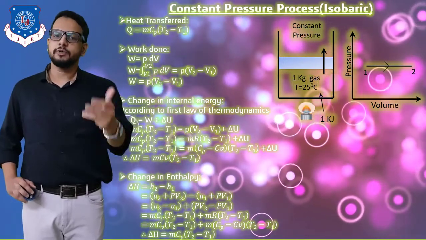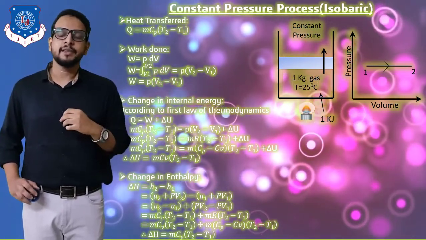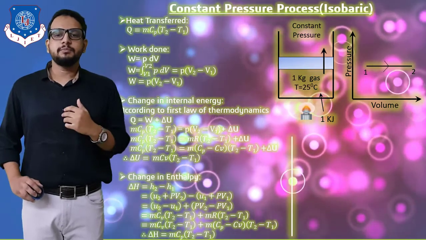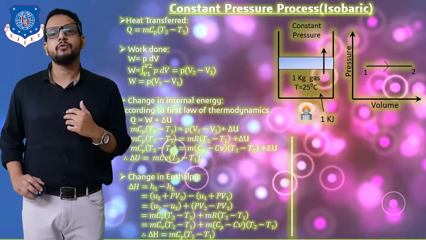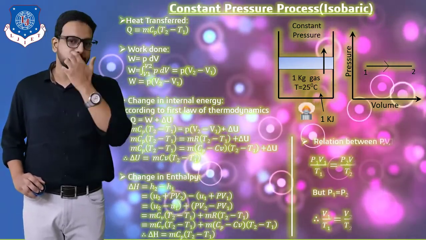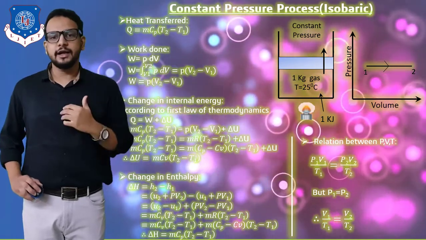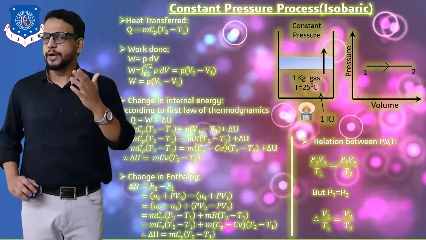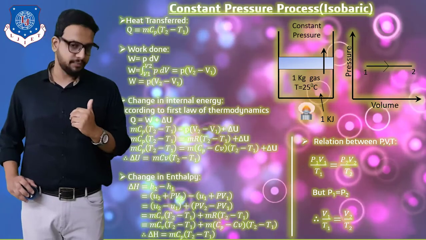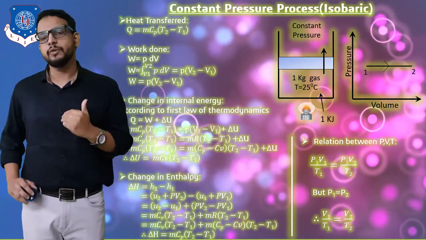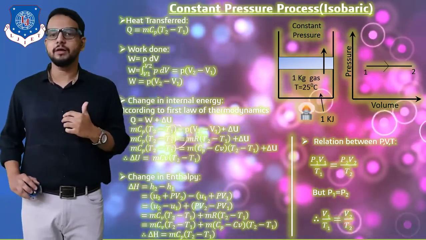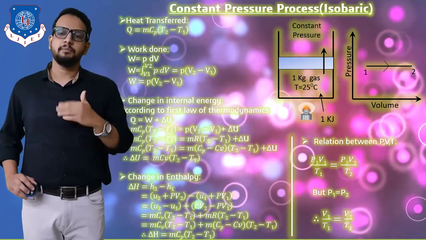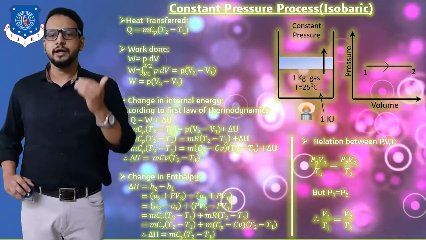Change in enthalpy is how much. Now our last task is to determine the relationship between pressure, volume and temperature. It is very simple: we directly use the combined gas equation. Applying it to state 1 and state 2, the equation becomes P1 V1 by T1 is equal to P2 V2 by T2.